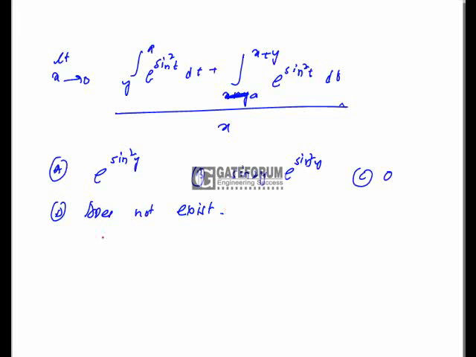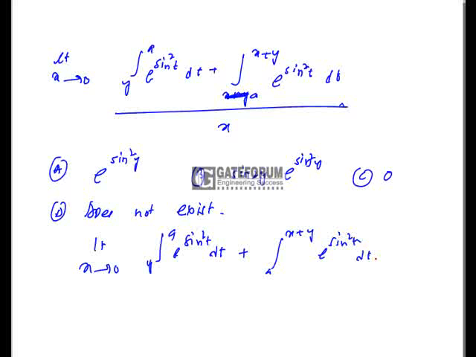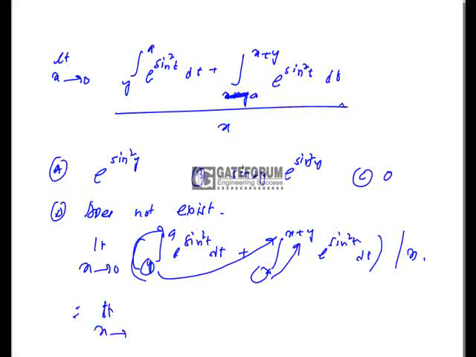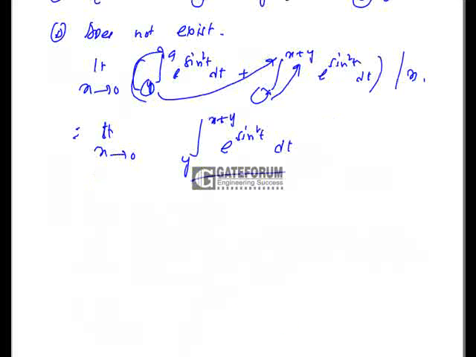Problem: we have to find the limit of integral y to a e power sine square t dt plus integral a to x plus y e power sine square t dt, divided by x. Now, as the limits are from y to a and a to x plus y, I can write it as y to x plus y. So this can be written as limit x tends to 0, integral over y to x plus y e power sine square t dt by x.